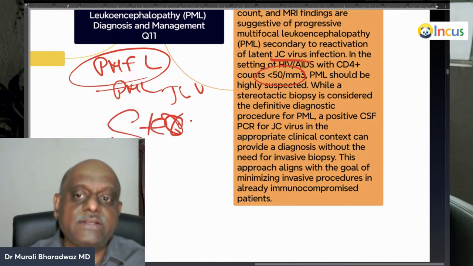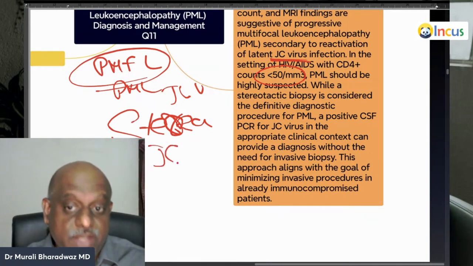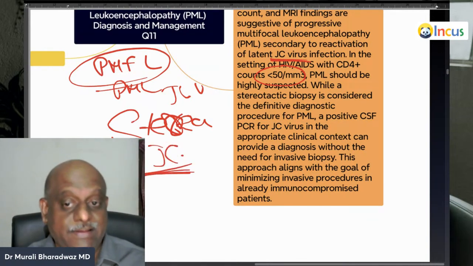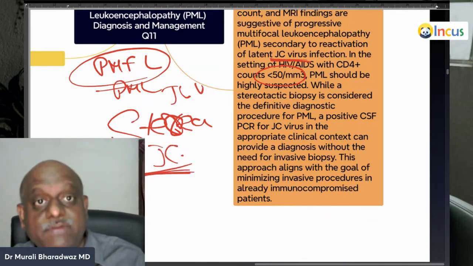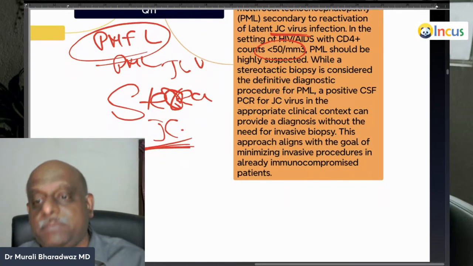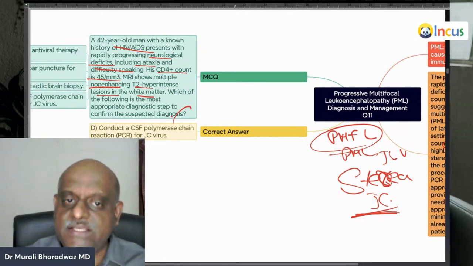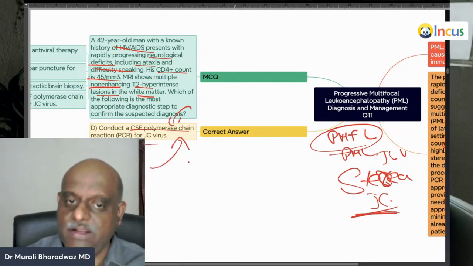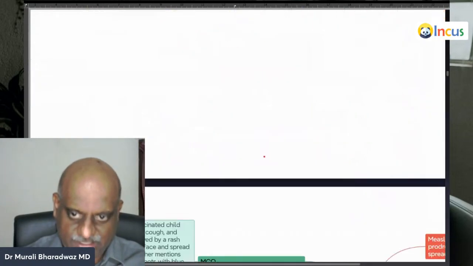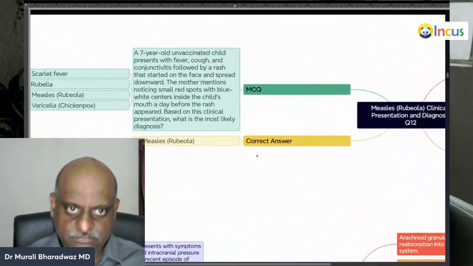Stereotactic biopsy is considered to be diagnostic. It is the JC virus. CSF PCR provides a diagnosis without the need for invasive biopsy. That's what you need to remember. So conduct the CSF polymerase chain reaction for JC virus is what you need to remember.